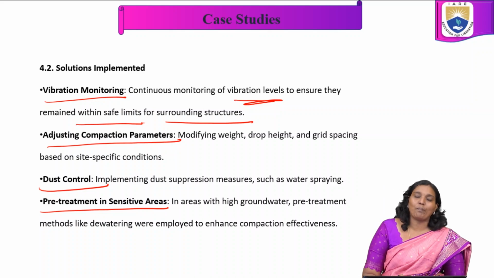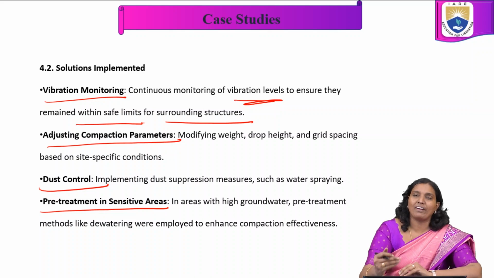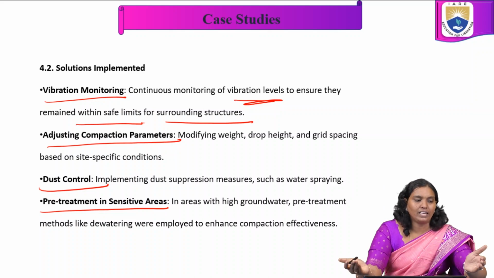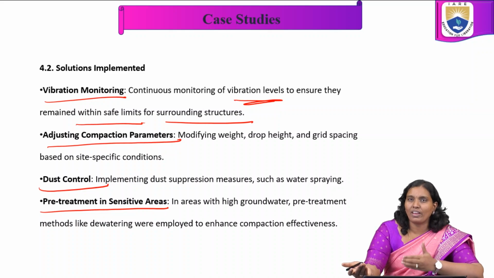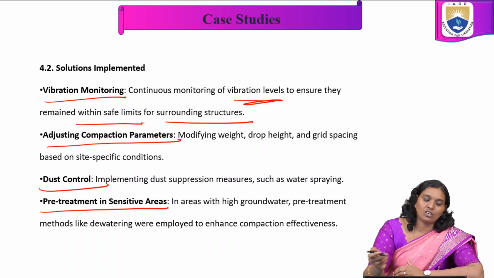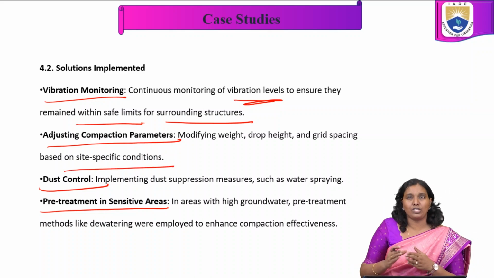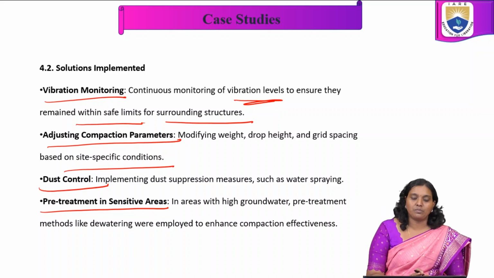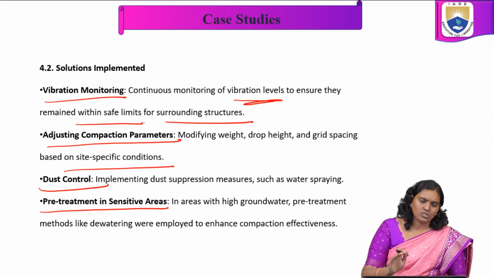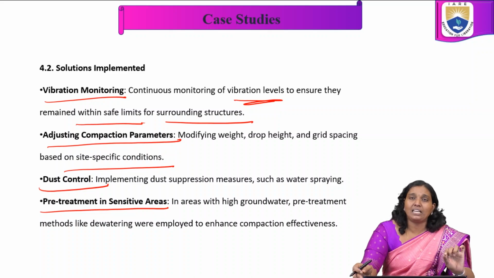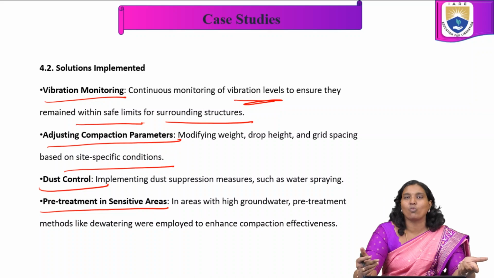And also adjusting compaction parameters, once we modify the weight. Once the weight goes beyond and the drop height is also more, we get more vibrations, which may affect the surroundings. So that's why we have to adjust the weights, drop heights and grid spacing based on site specific conditions. As per the site conditions, if nearby structures are going to be affected, we have to modify. And in dust control, we implement dust suppression measures such as spraying water, which reduces the effect of the dust coming out from these soils.